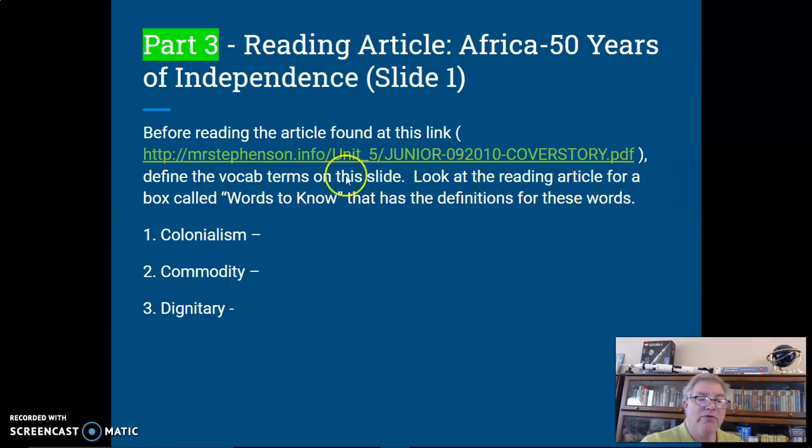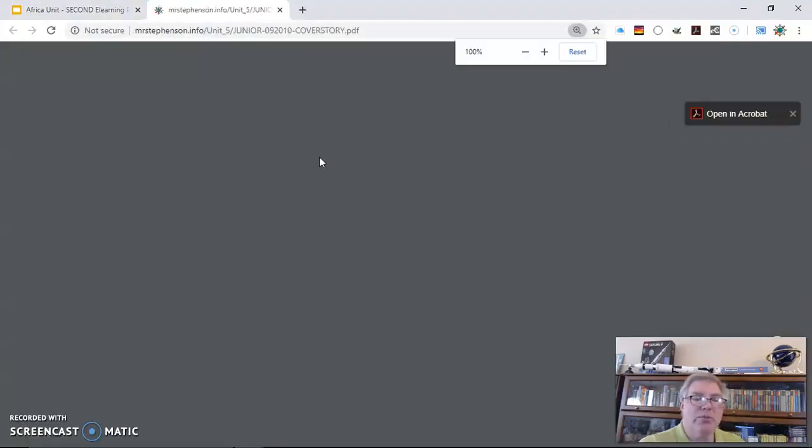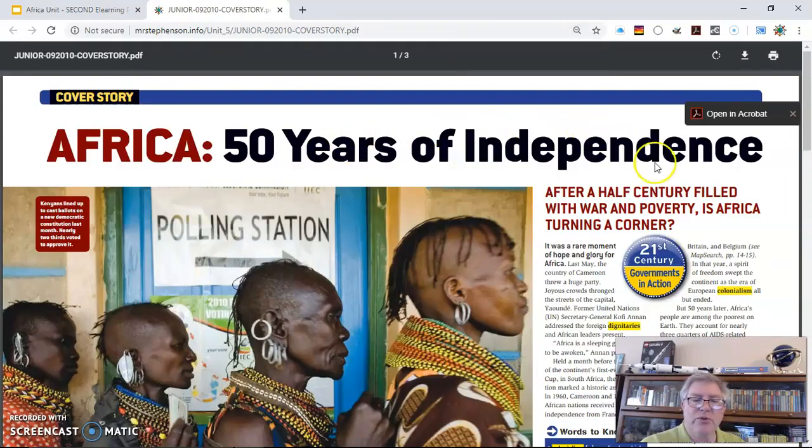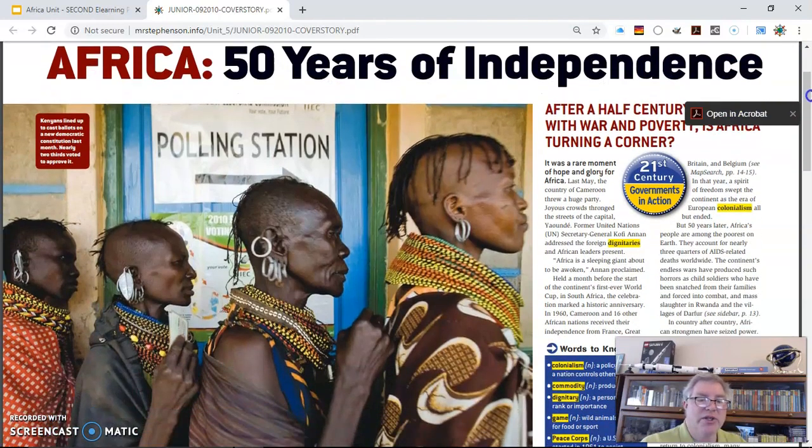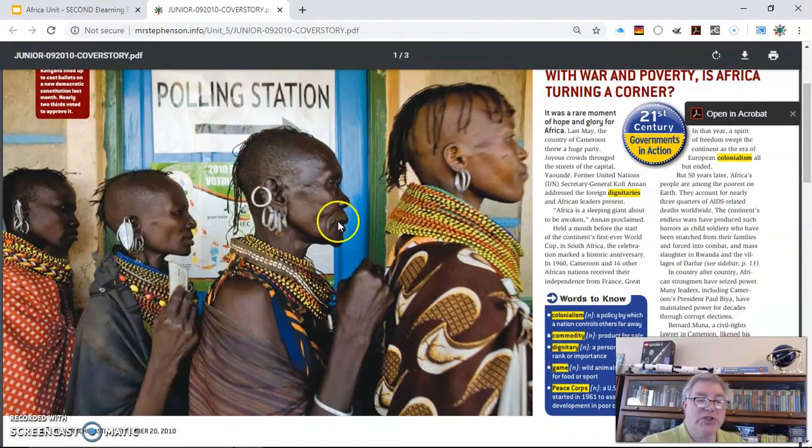Look at the reading article for a box called Words to Know that has definitions for these words. So I'm going to click into that particular reading article, and as I click into it, you'll see that the reading article appears on the screen. It's actually not that long, a lot like a section out of the textbook. The first page is mostly a picture with some text. There's a box that says words to know. That's the box you're going to be looking for to define the vocab terms.